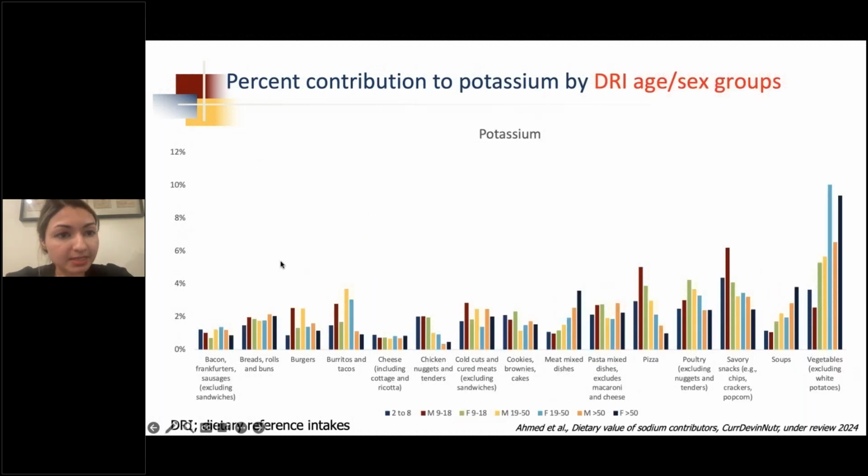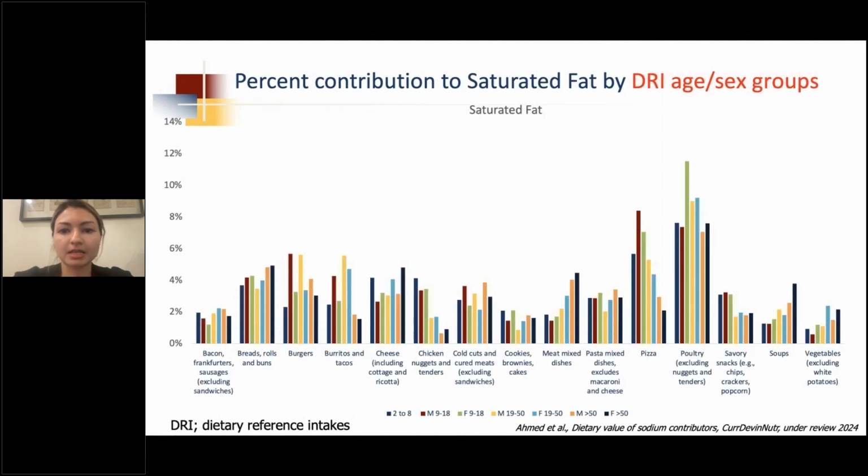Similarly, this is data for potassium, the percent contribution to potassium by the top sodium contributors by DRI age-sex groups. Over here, you can see for females, perhaps, as well as for females aged 19 to 50 and females also aged over 50, we are seeing them getting a lot of potassium from vegetables.